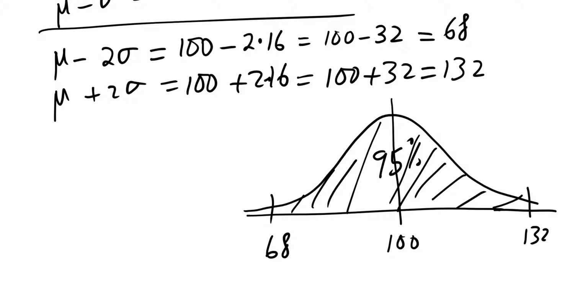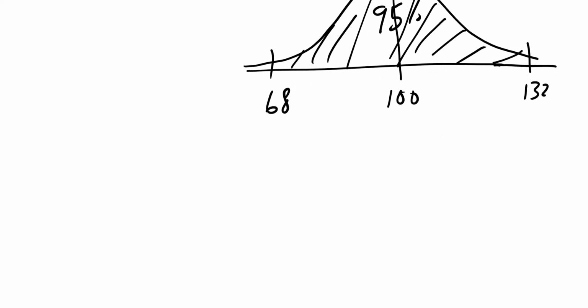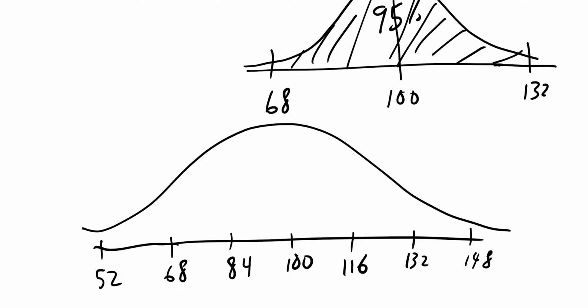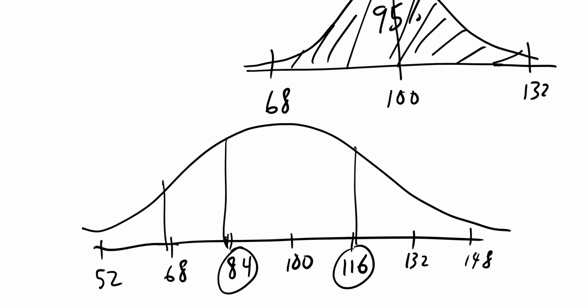We can do it for 3 standard deviations. Overall, it goes like this: 100, add 16, 116, add another 16, 132, add another 16, 148. Subtract 16, 84, subtract 16, 68, and subtract 16 again, 52. So that's our bell shape. With one standard deviation, 68% of the people will have an IQ between 84 and 116. About 95% of the people will have an IQ between 68 and 132.